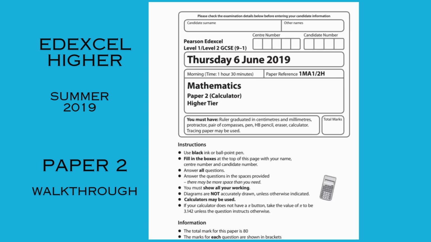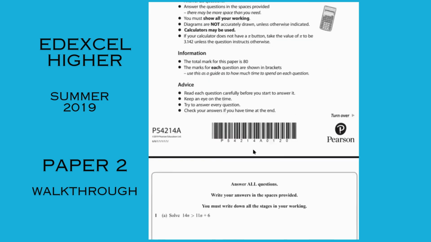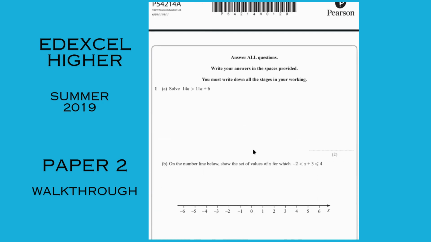So welcome to the walkthrough for the Edexcel Higher paper. It's the summer of 2019 and it's the paper 2 calculator allowed, so let's go. So to begin with, bog standard inequalities.